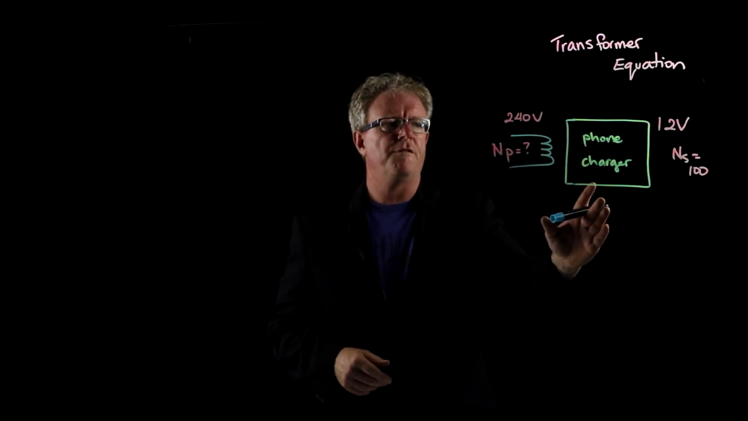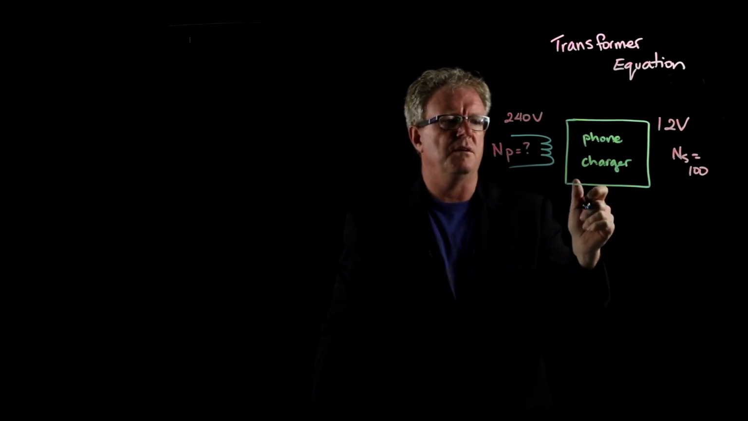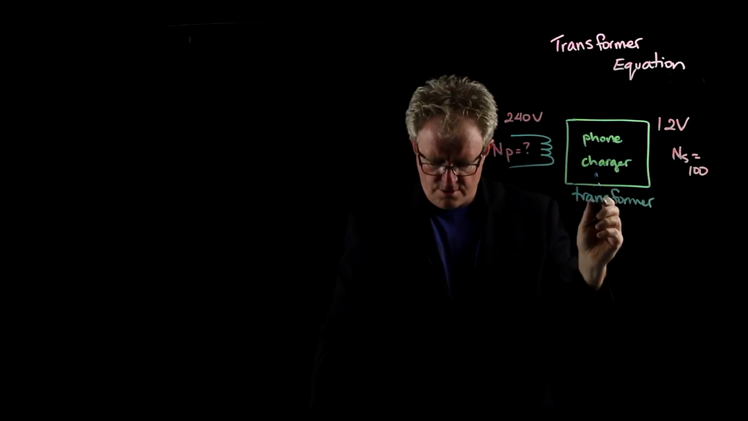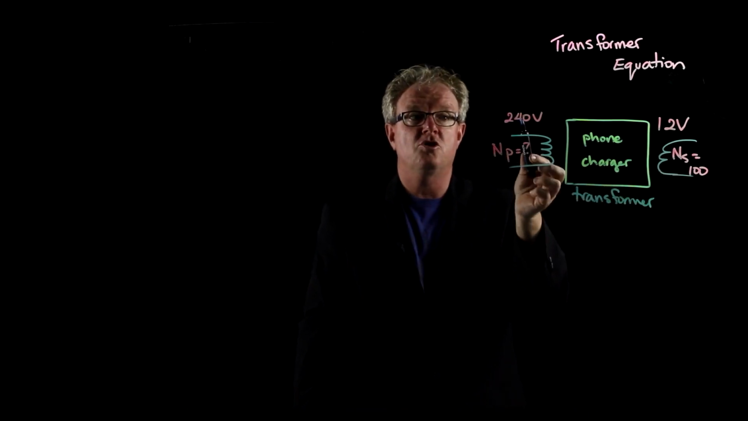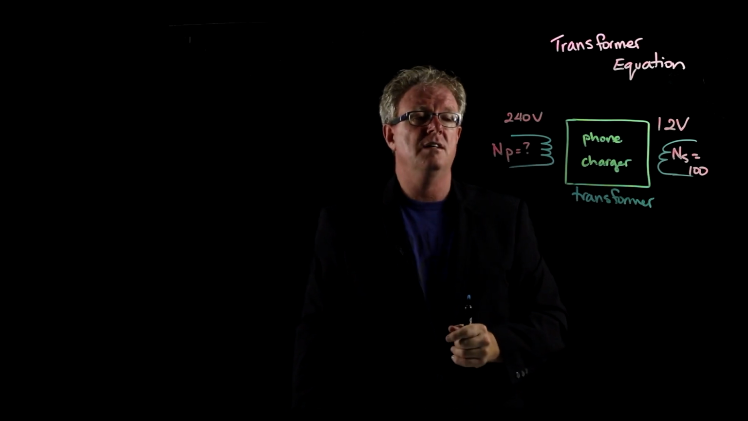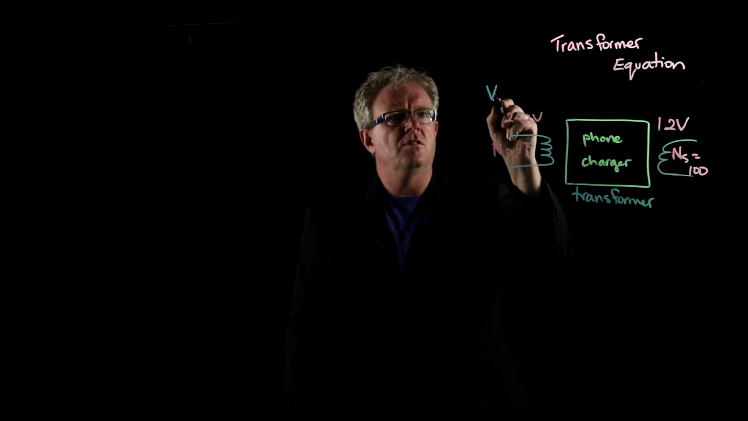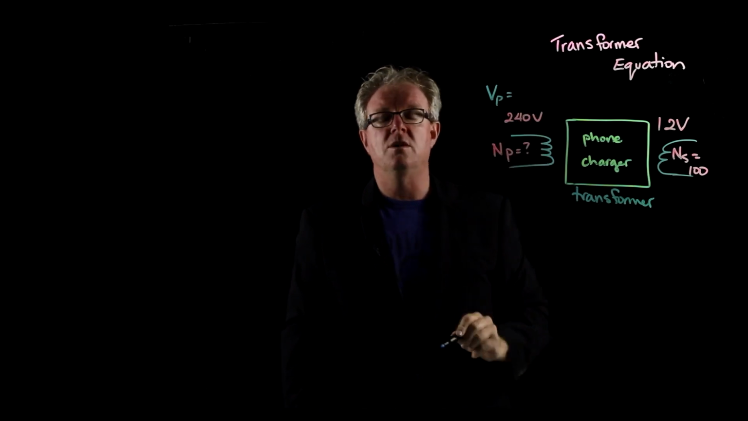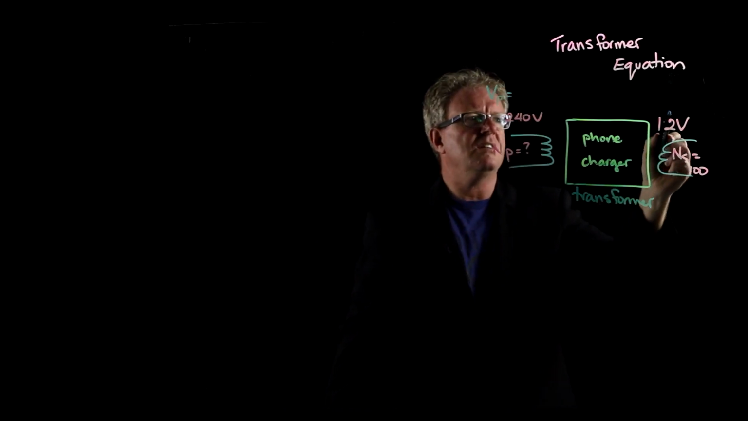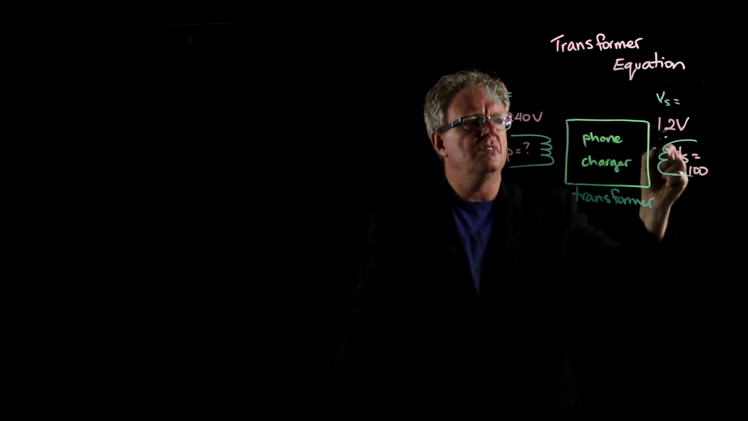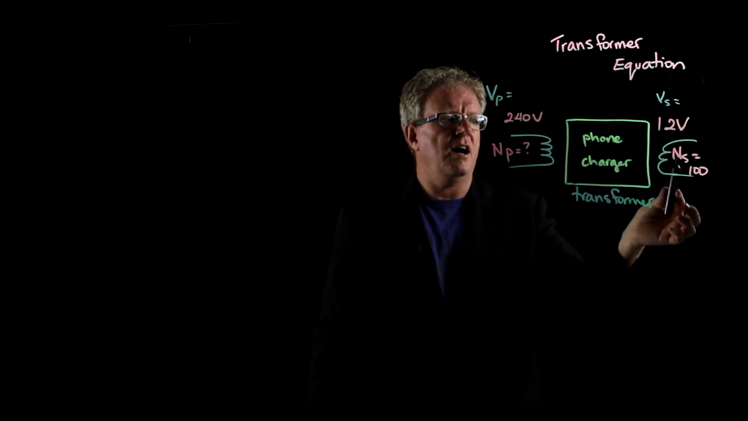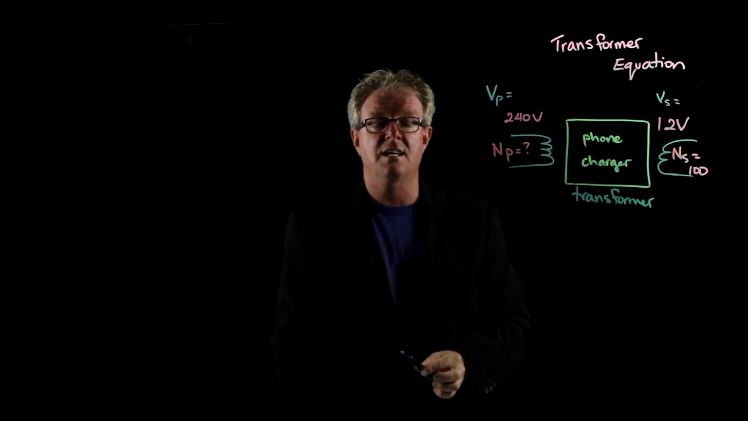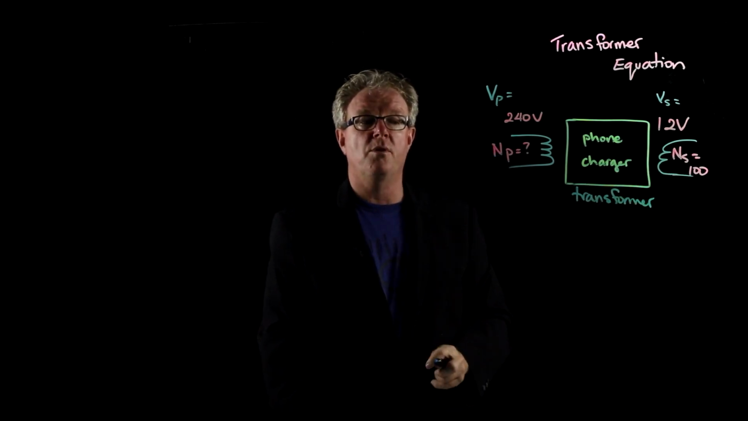Let's do a question. All right, so here's a question. You've got a phone charger, and it says it's a transformer. You've got 240 volts on the input side, so your primary voltage is 240. Then your secondary voltage is 12 volts, so it's a step down transformer. And it says that you have 100 coils in the secondary coil. What's the number of coils in the primary coil?